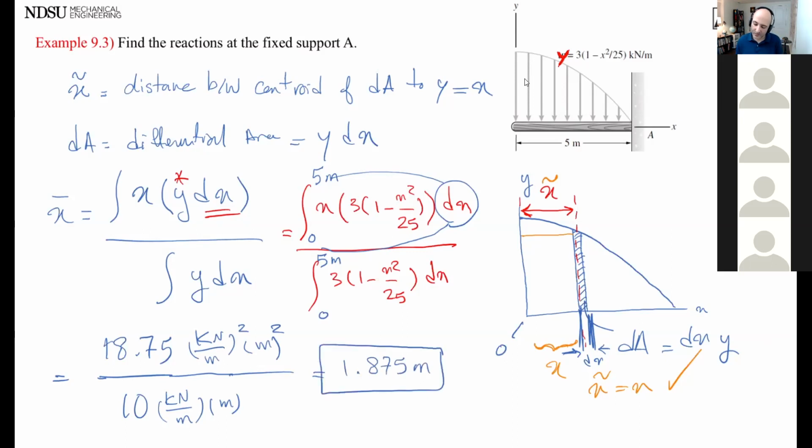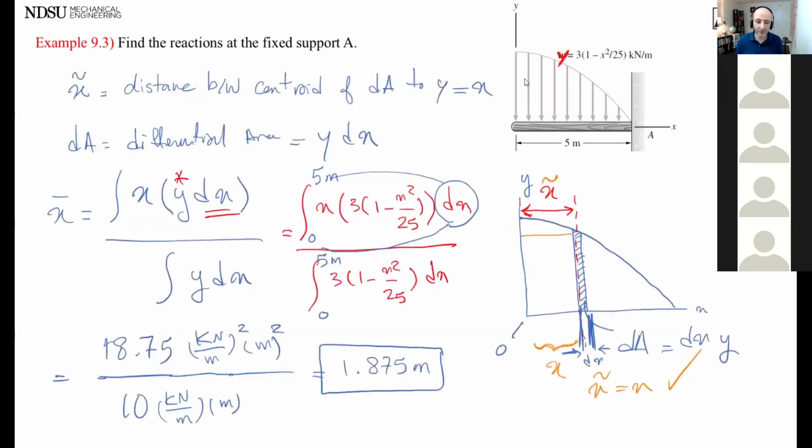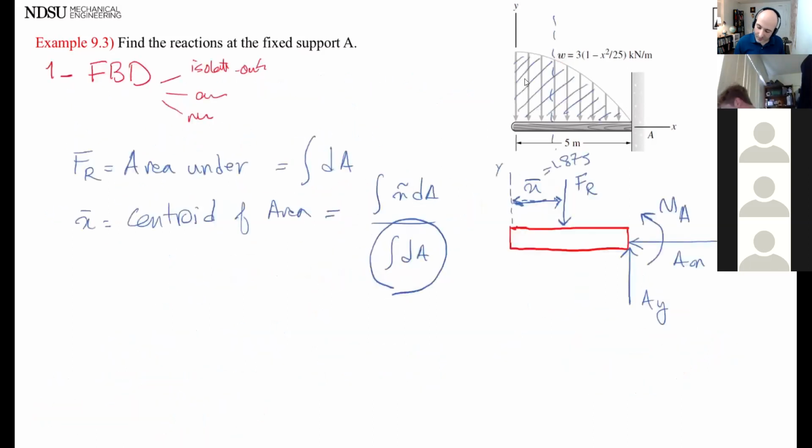What about my force? Did I find that? Which one is my force here? The FR that I was after. It'd be the denominator, so 10. Right? It's my area. This is area under loading. So my force is 10 kilonewtons. I think I have everything that I need for my free body diagram.